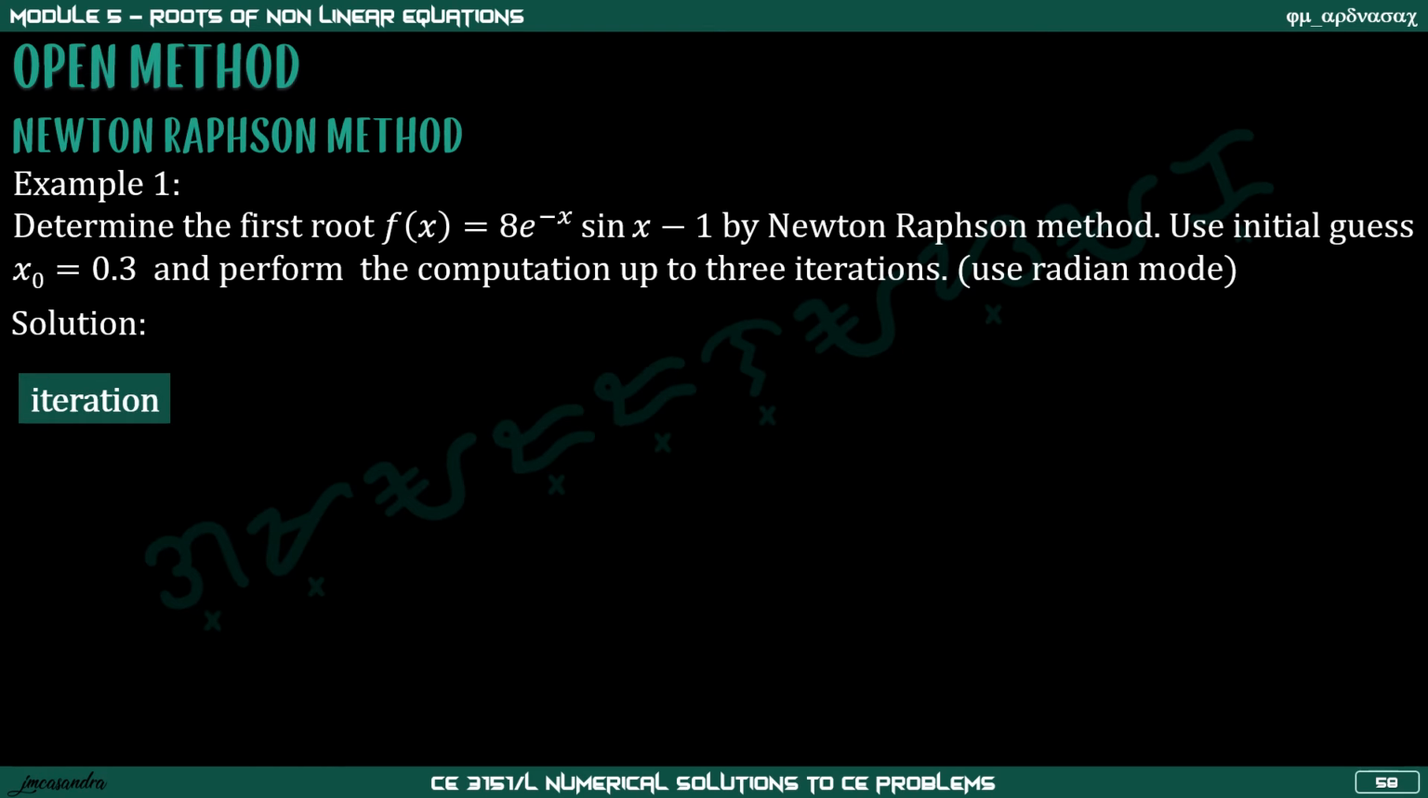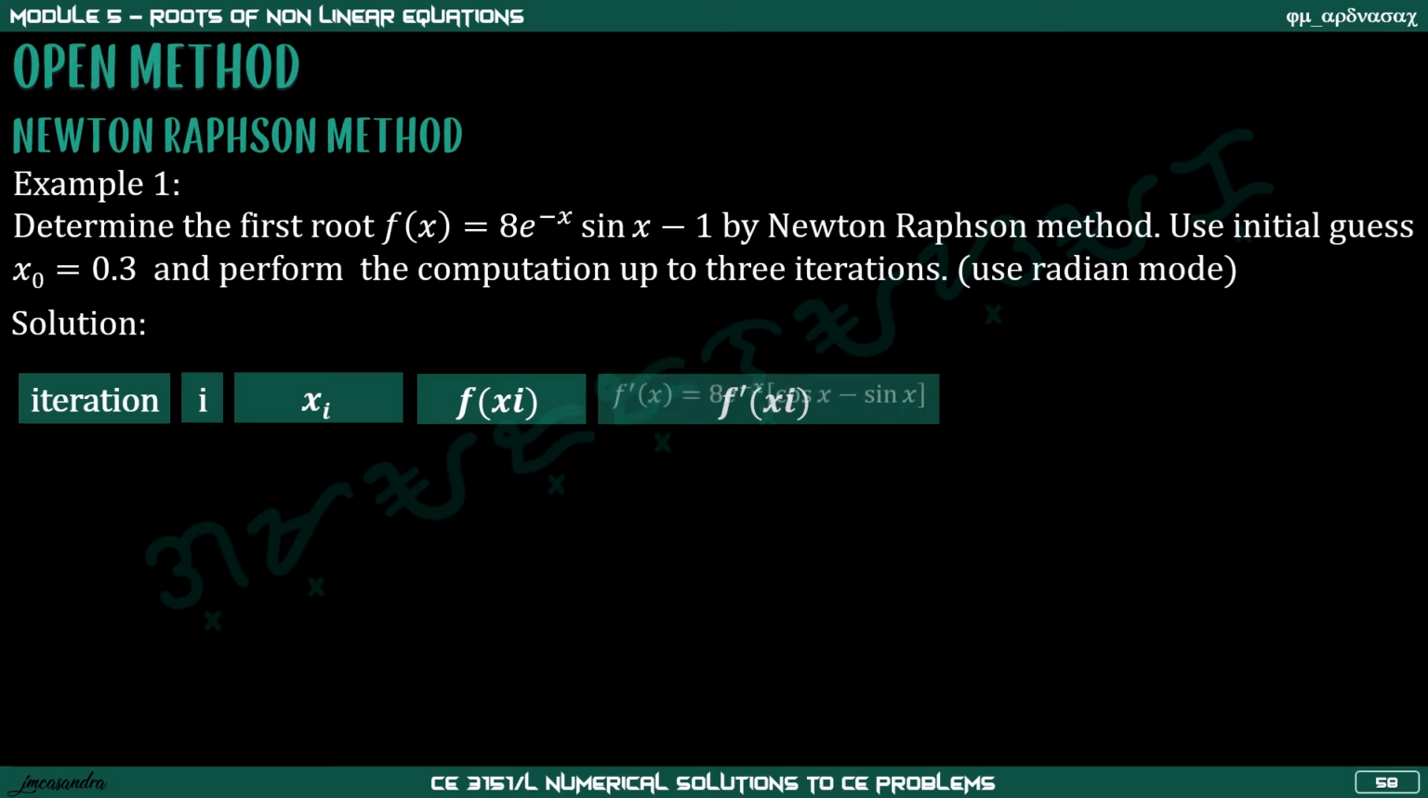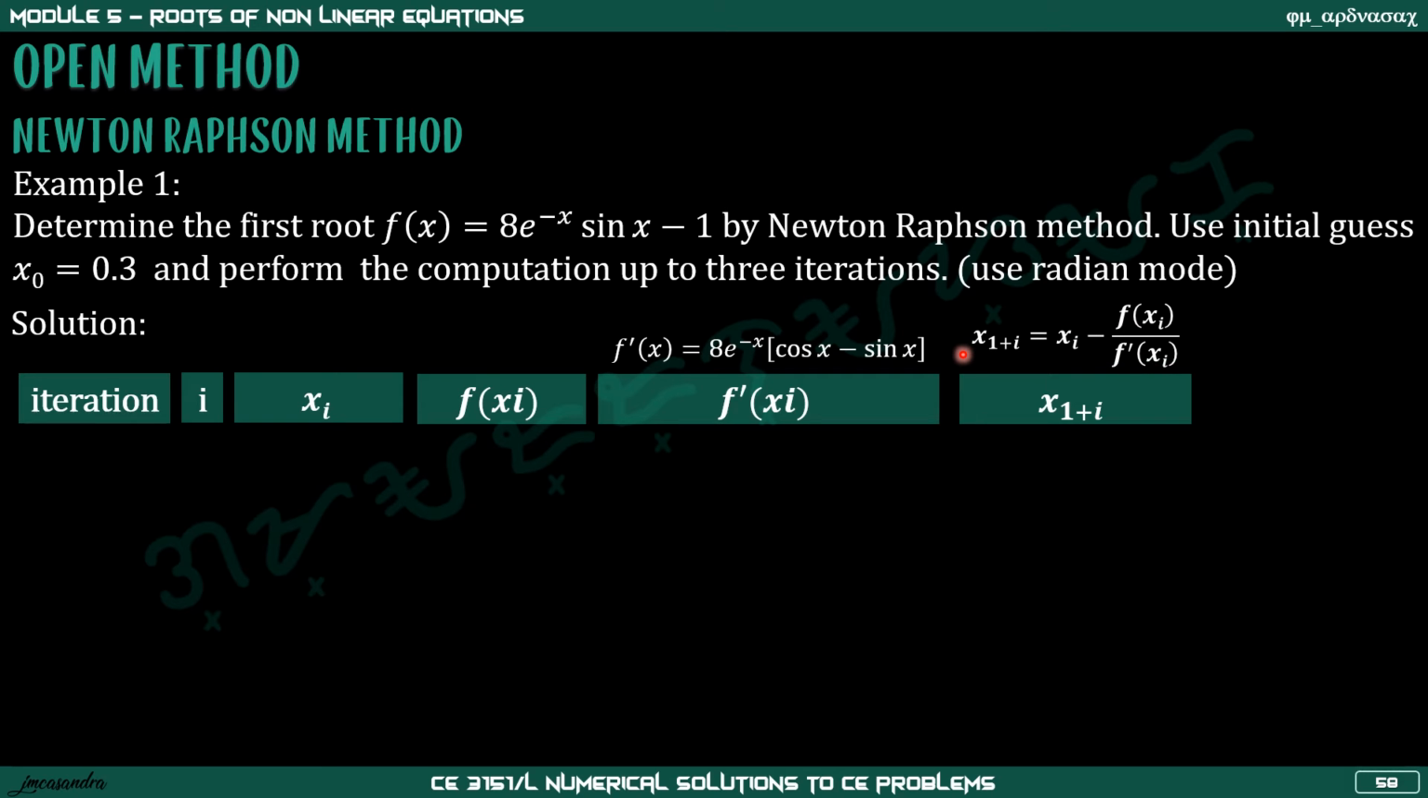We have for the first column the iteration i, x sub i. We have the function of x sub i. Then we have our derivative for the given equation, obtained by substituting the value of xi in this equation. We also have x sub i plus 1, which is computed using the Newton-Raphson method. And then we have our approximate error.